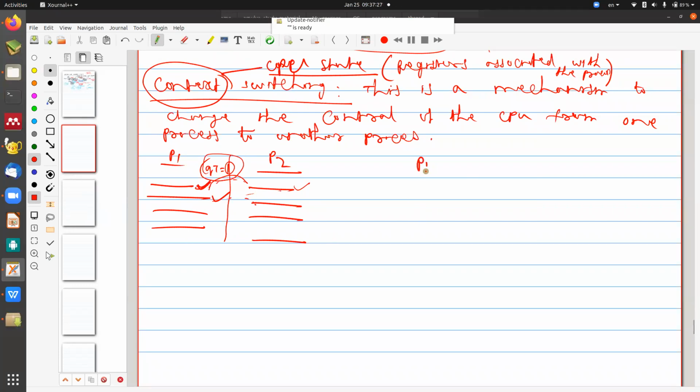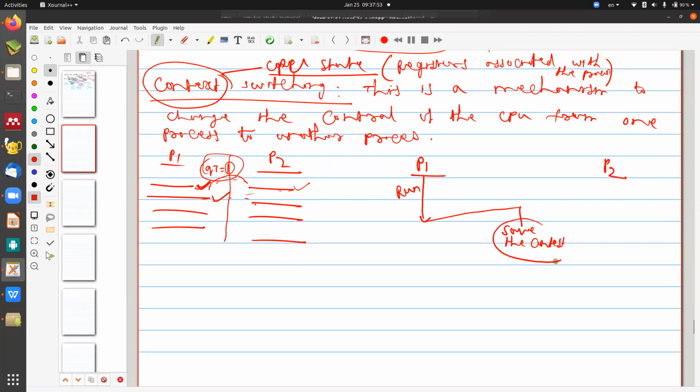So if you consider it is a P1 and it is a P2, I told that some registers are associated with this. Let's take it is currently running. Once it is running, suppose now the CPU wants to change from P1 to P2. So what it does, it saves its context. After it has saved the context, which process will be started? The P2, the next P2. So from here to here, the P1 is becoming idle. Yes, it is not doing anything.